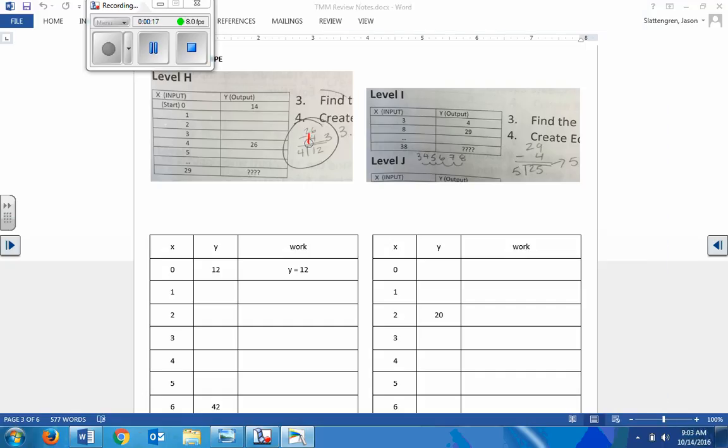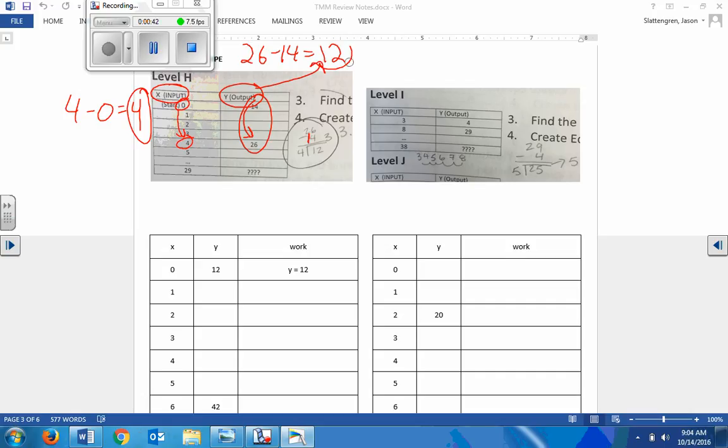What we want to see is how much we changed in our y values and how much we changed in our x values. How we find out how much we changed is we subtract. So we subtract our y's, in this case 26 minus 14, and we get 12. Then we subtract our x's. 4 minus 0 is 4. So for 4 x's, we changed 12 y's.